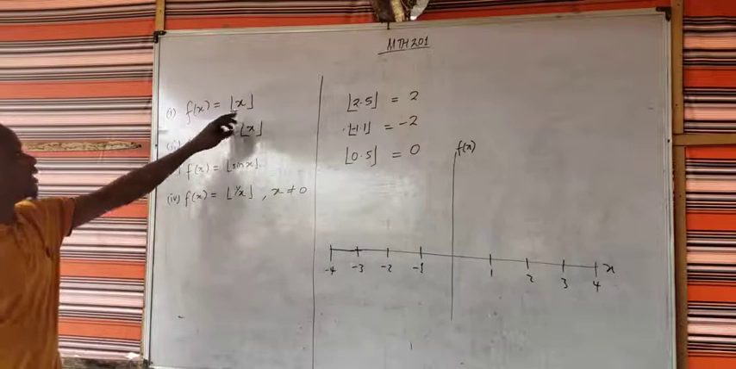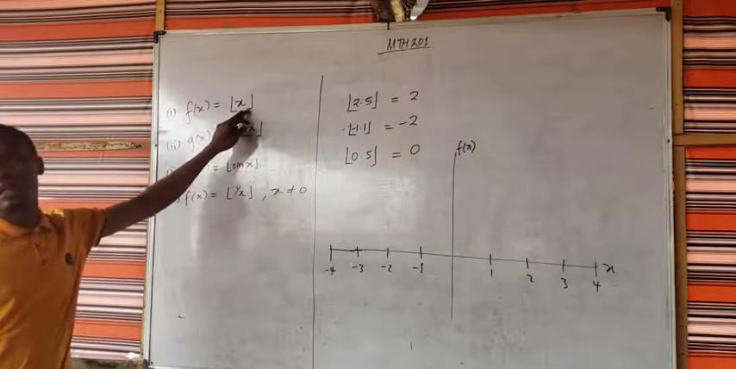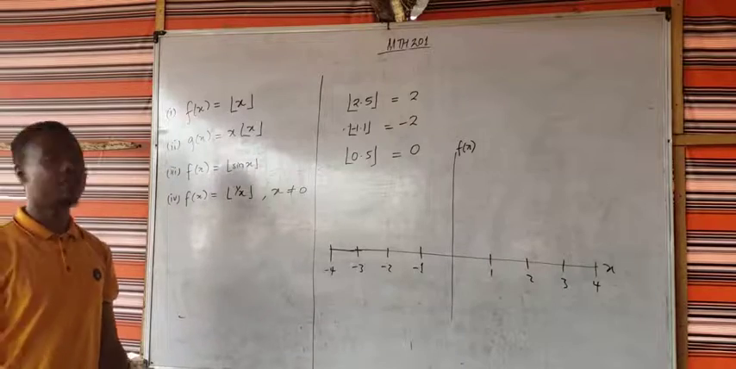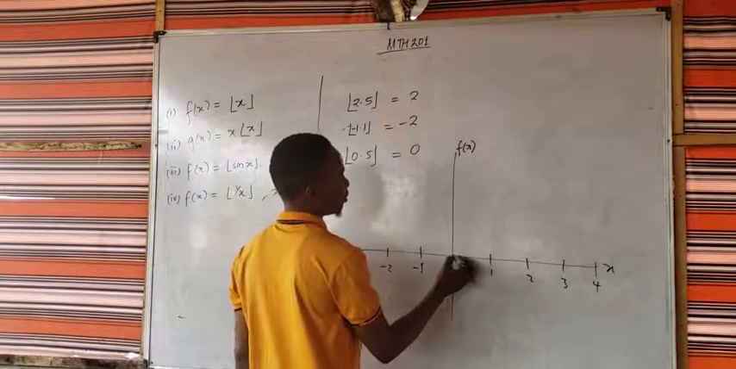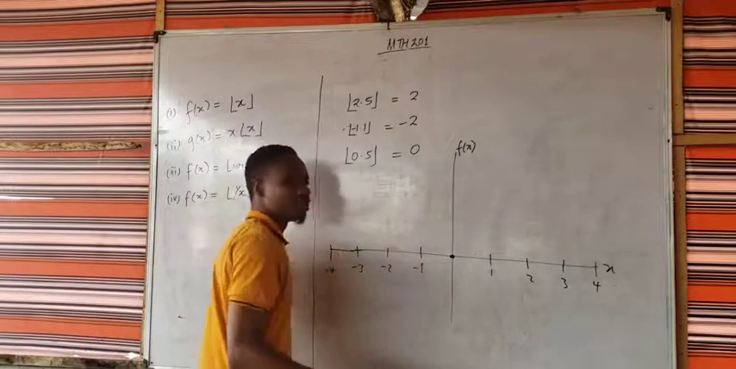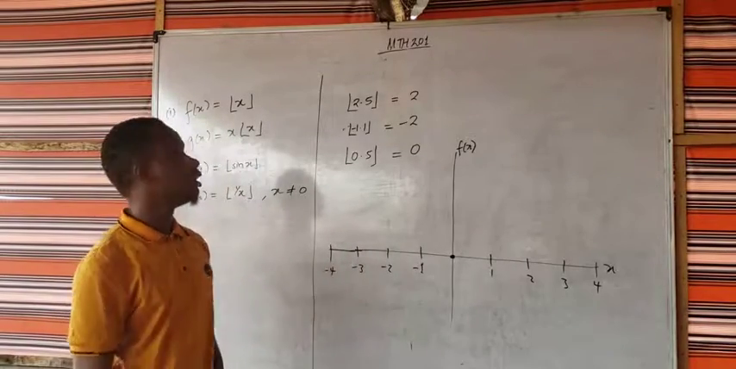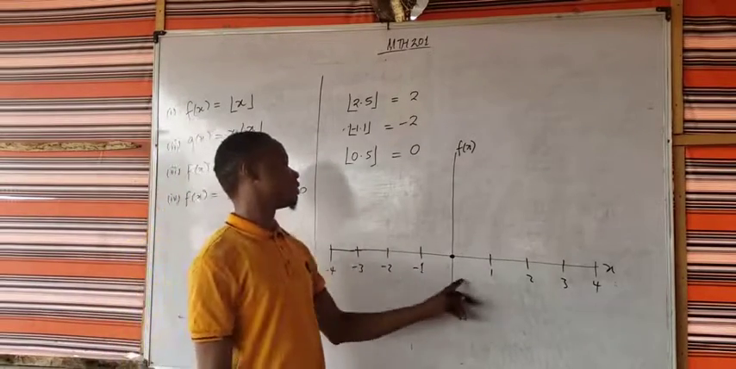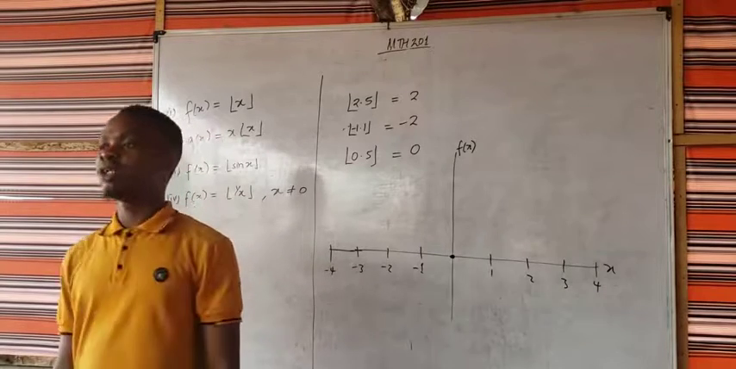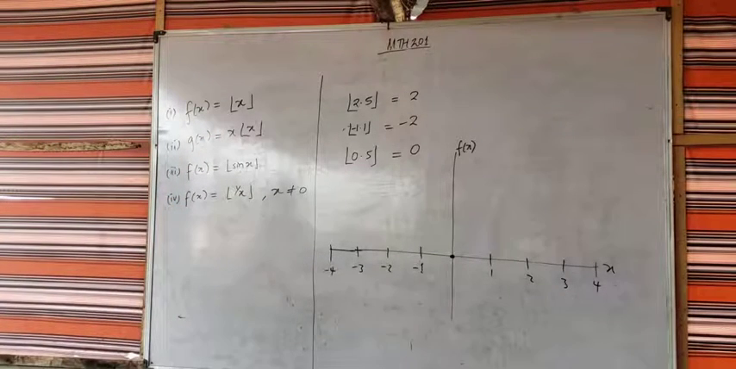So when x equals 0, the greatest integer less than or equal to 0 is 0. So that means this is going to be at the origin. When x is equal to 0, our function is 0. Then going from 0 to 1, we are going to encounter numbers such as 0.5, 0.6, 0.7, and for any one of them, the greatest integer less than or equal to that is going to be 0. Is that clear?